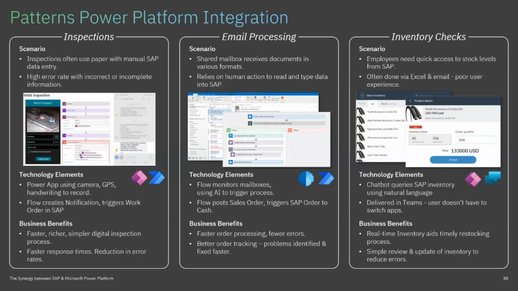A couple of other patterns to consider. Here's an inspection process, which is around using an app to take photos to look for errors, etc. You can take GPS data. And we've got scenarios where people are using satellite data as part of that ingestion layer. Email processing, rather than having someone copy and paste content out of emails, using AI to automatically extract data and plug it into your SAP system where appropriate. And then inventory checks, being able to use a PVA to check the status of an order, check the status of really anything that's going on in SAP as you see fit.